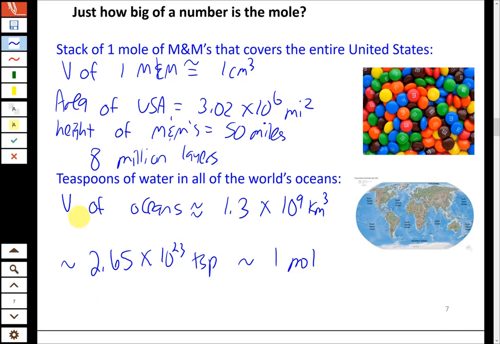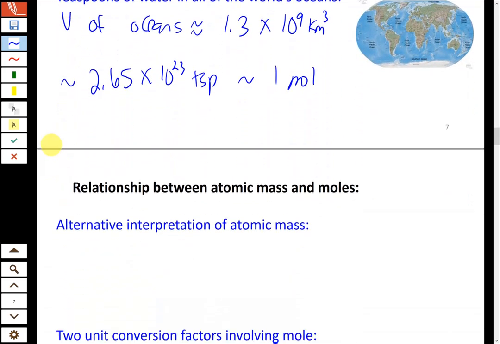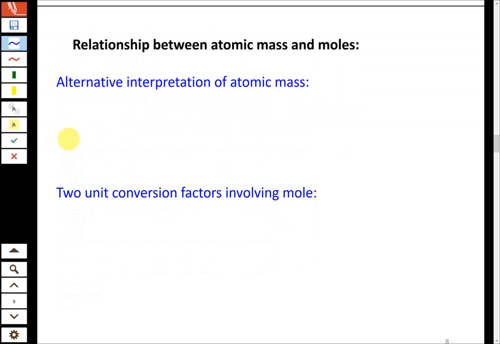But how do we actually use it, and why do we care about it in chemistry? Well, we care about it for a lot of reasons, but the first thing is we're going to see how it relates to the atomic mass, which we just defined and covered earlier today. An alternative interpretation of atomic mass: we gave it originally in AMUs, atomic mass units, basically saying that this is a mass unit on the scale of 1 proton or 1 neutron in the nucleus, and then each atom has a mass in AMU that corresponds roughly to its mass number. But the alternative interpretation of atomic mass is that it represents the mass in grams of 1 mole of that element.